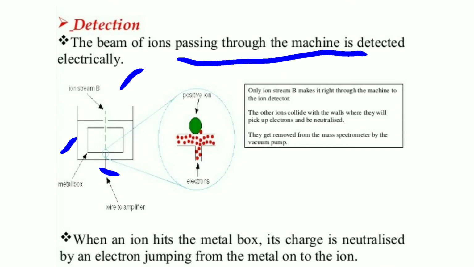When an ion hits the metal box, whenever this ion stream hits the metal box, its charge is neutralized by an electron jumping from the metal to the ion. What happens here? Whenever this positively charged ion bombards this metal box, the charge is neutralized by the jumping of an electron from this metal box.